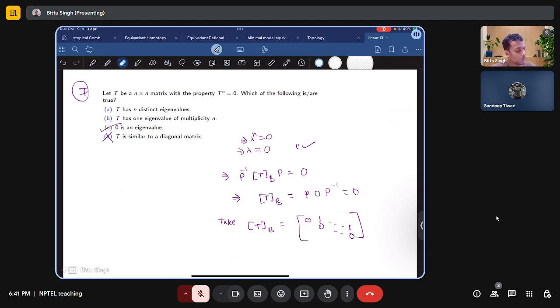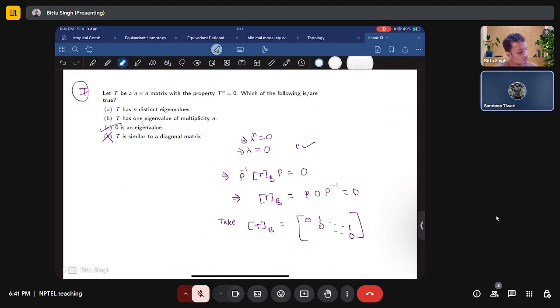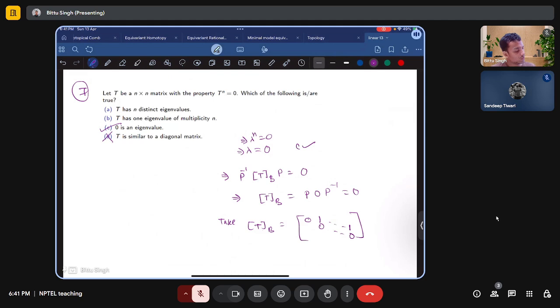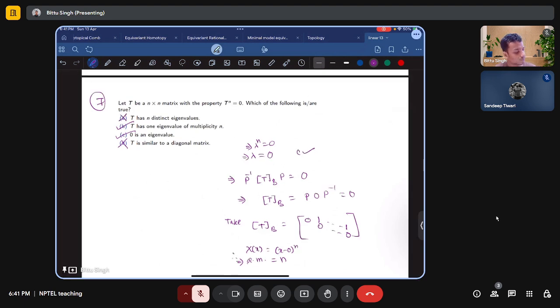Now, what about B? B is correct. So only 0 is the eigenvalue. Therefore, what will be the algebraic multiplicity of 0? That must be n, because the characteristic polynomial will be x minus 0 to the power n. So B is correct. T has n distinct eigenvalues is certainly false.